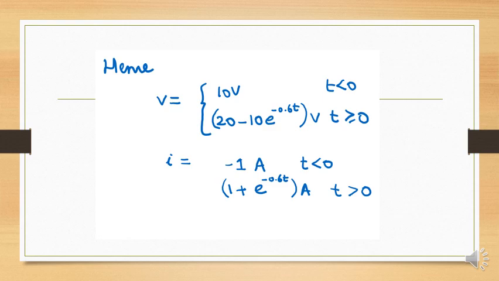Hence, we are going to summarize our results. V is 10 volts for t less than 0, and for t greater than 0 it is 20 minus 10 e raised to the power minus 0.6t. Current is minus 1 for t less than 0, and it is 1 plus e raised to the power minus 0.6t amperes for t greater than 0.